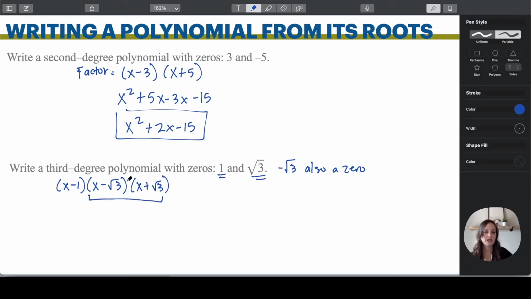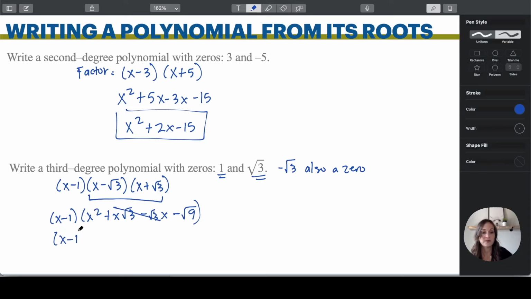And now when you FOIL this, here is my hint. Always FOIL the square roots first because it actually comes out very nice. So I'm just going to bring down the x minus 1. When you FOIL this, x times x is x squared. X times the square root of 3 is just x square root of 3. And then you have a negative square root of 3 times x. And then negative square root of 3 times the square root of 3 is negative square root of 9. Here's where it gets really nice. These two terms always cancel.